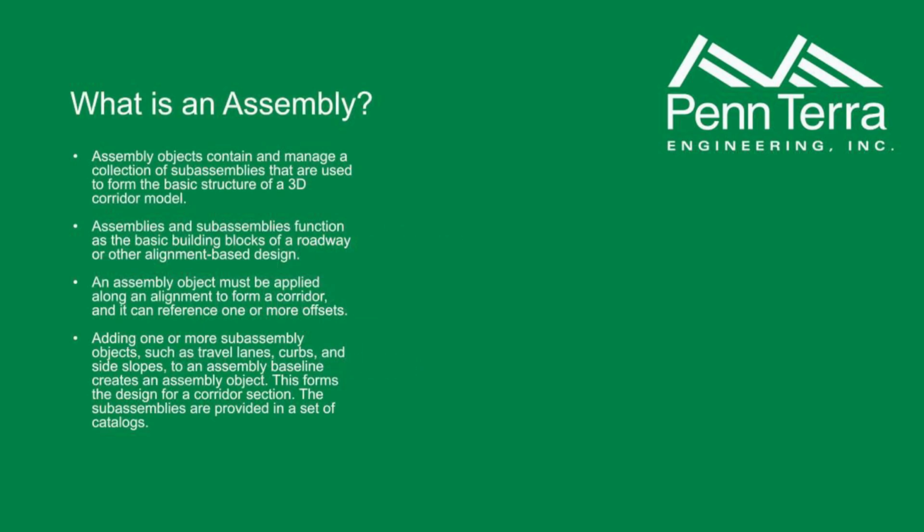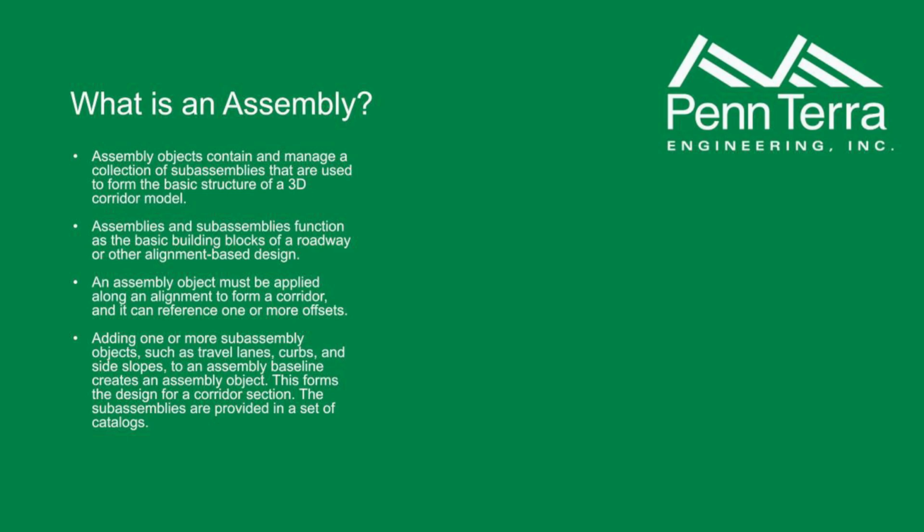All right, so there's two real key things going on here. The most important one is definitely the corridor. But in order to have a corridor, you need to have so many more components already created to get there. So the first component is an assembly. The assembly is a collection of sub-assemblies that can be applied to a corridor.